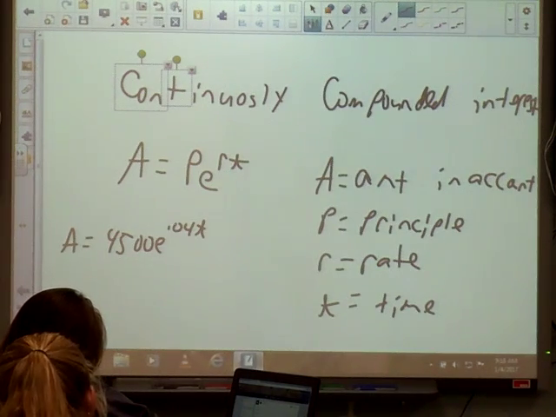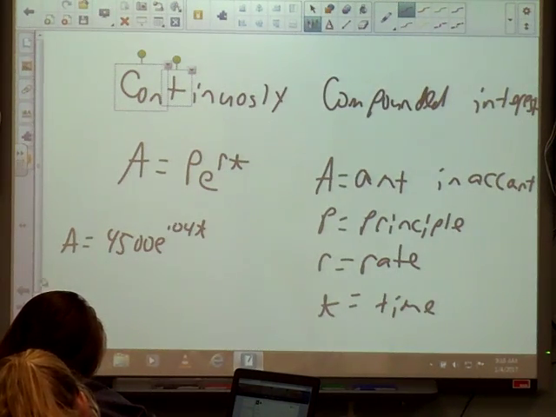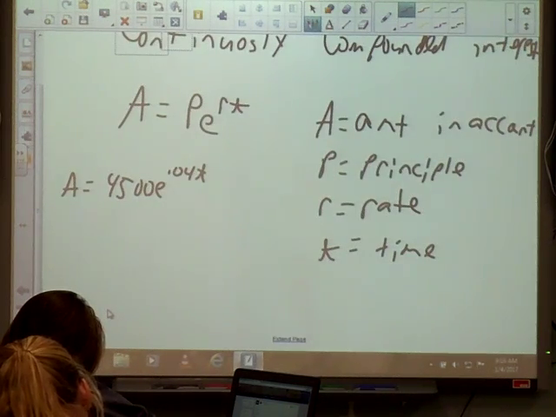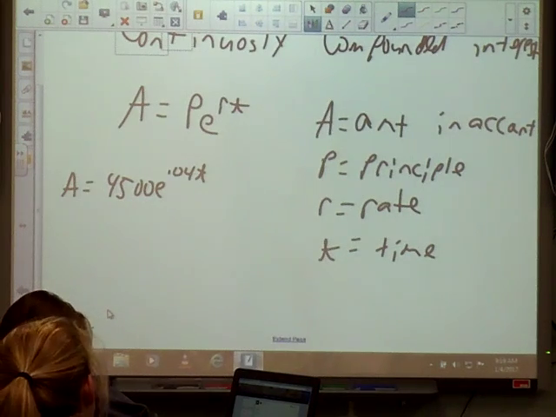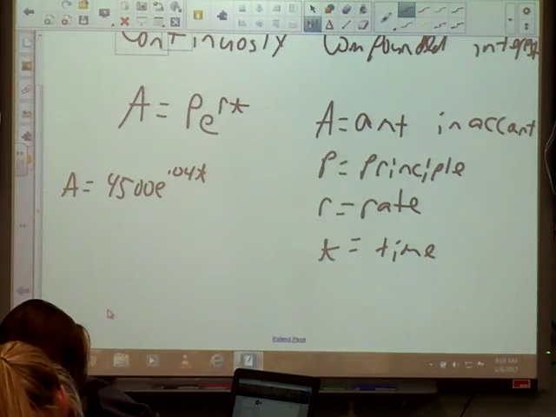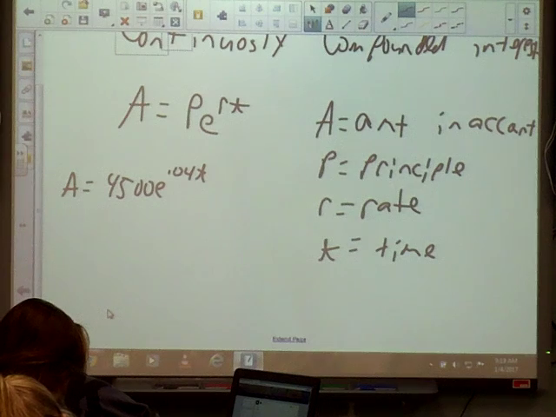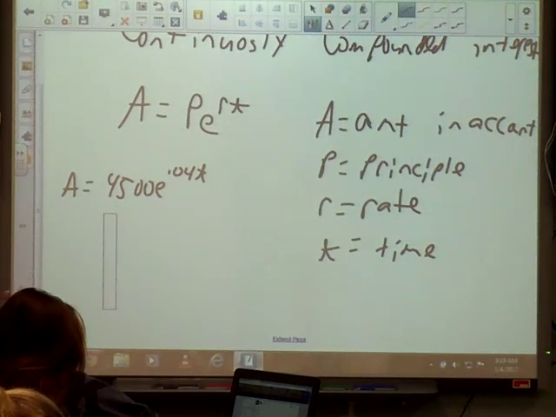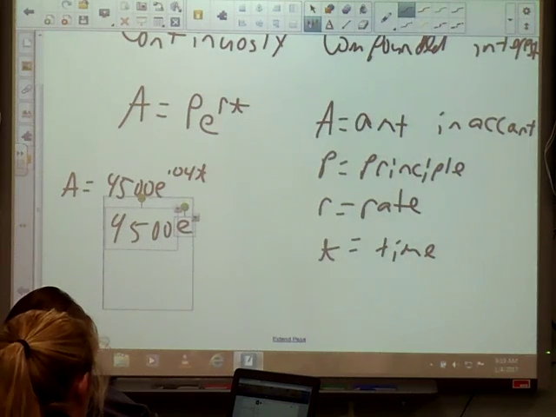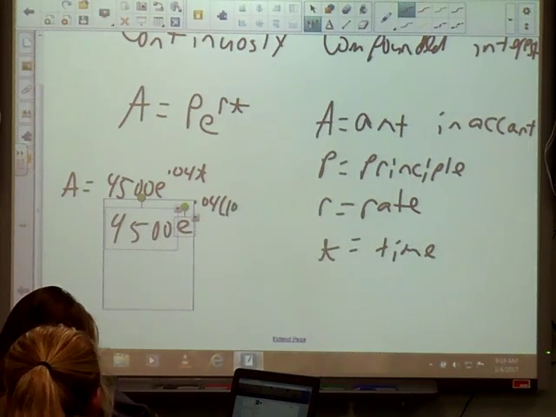Alright, so that time they gave you everything that we already had there. The question that I want us to figure out here, we're going to do another one in just a second. After 10 years, how much money will we have? So where would I plug a 10 in? The time, right? 10 years would be the T in time. So I'm going to type on my calculator 4,500 times the number e to the 0.04 times 10 power.